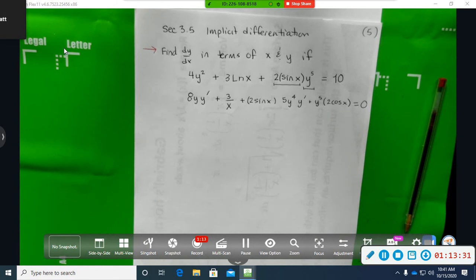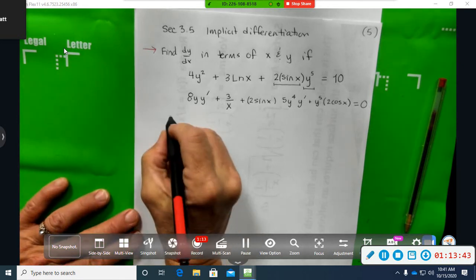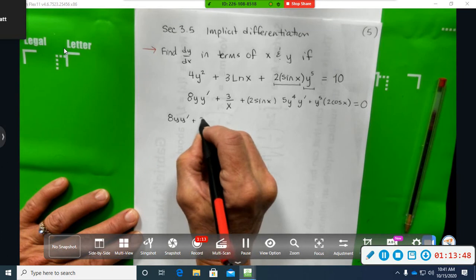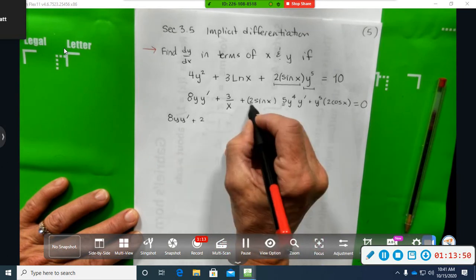We have 2 terms that have a y prime on them. We're going to keep them on the left-hand side. I'm going to subtract 3 over x from both sides, and I'm going to subtract that last term from both sides. So we're going to keep the 8y y prime plus 2. Let's go ahead and multiply the 2 with the 5 and get a 10.